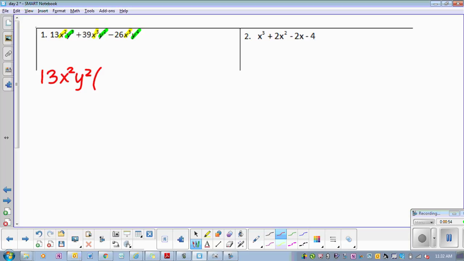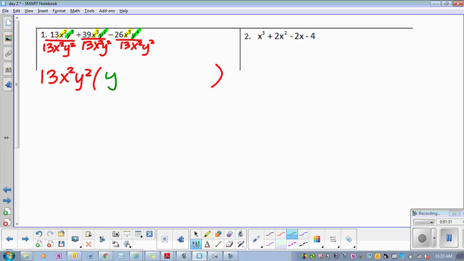Okay, so my GCF is out, so then I have to open parentheses, and then that means I'm dividing every single term by my GCF. Right? So now, let's see, what do we have? 13 divided by 13, 1. X squared over x squared, 1. Y cubed over y squared gives me what? Y. Okay. All right. Let's look at the second one.